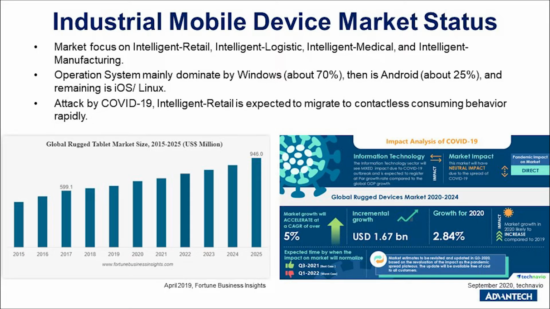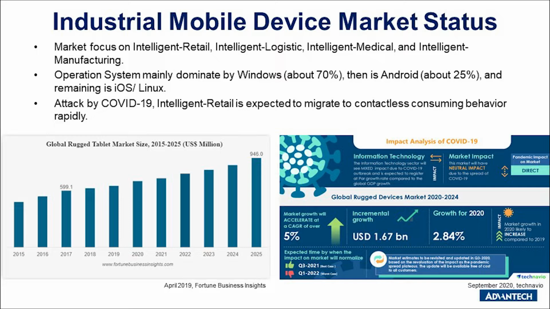All right, let's have a look at the market overview of industrial mobile devices. There are many applications in the market, mainly focusing on smart retail, smart logistics, smart medical, and smart manufacturing. Of course, there are also applications for field service, traffic, safety, and so on. The operating system is still mostly Windows, at about 70%. Android accounts for about 25%, and the rest is iOS and Linux. But most agree with the future trend, and the proportion of Android systems will increase year by year.